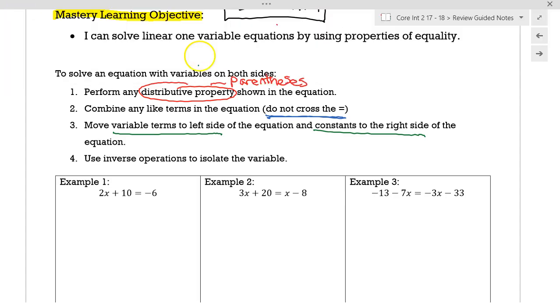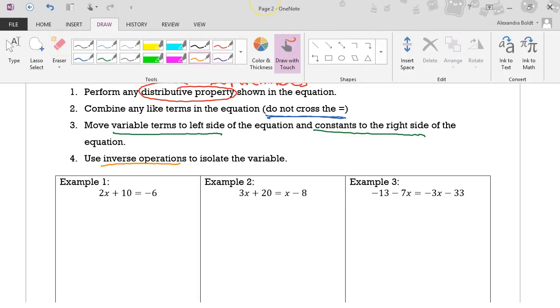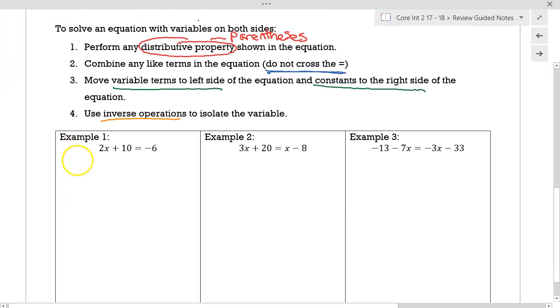And then our last step is to use inverse operations to isolate the variable. What we mean by inverse operations is, for example, in example 1, it says plus 10. The inverse operation of adding 10 would be subtracting 10. Remember, in math, everything has an opposite operation. So let's look at some examples following these steps.